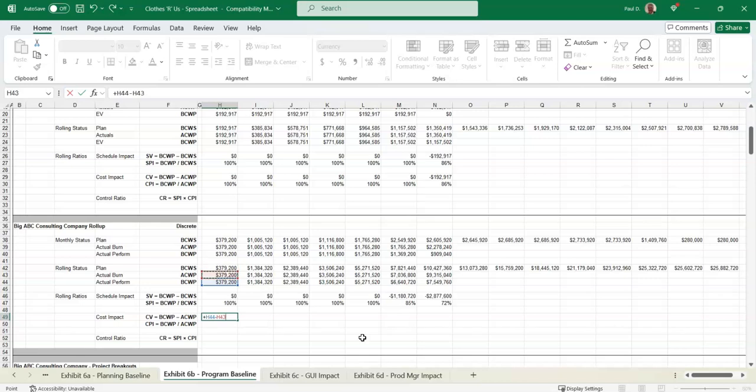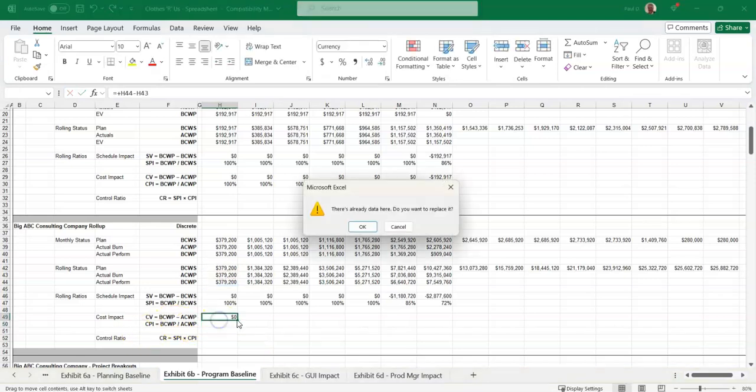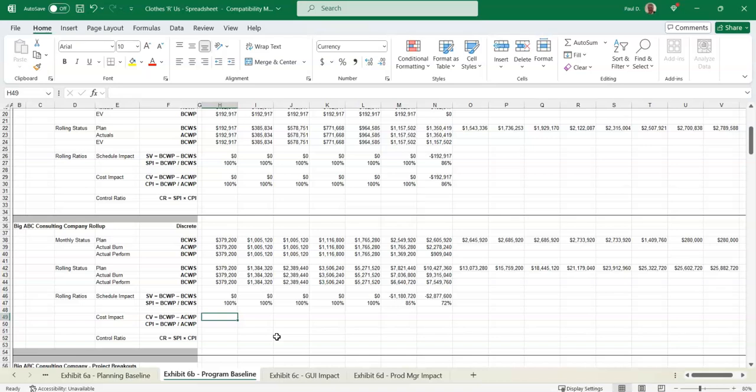So we'll do cost variance, BCWP minus ACWP, and I messed up the calculation. BCWP minus ACWP, and I get 0 variance, and then I drag that across, and you can see I'm getting a cost variance. I'm 396K over budget this month, and then cumulatively in July I'm $1.76 million over budget. So again, we're having a problem after month 5.